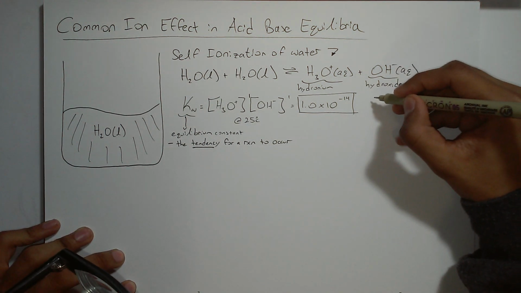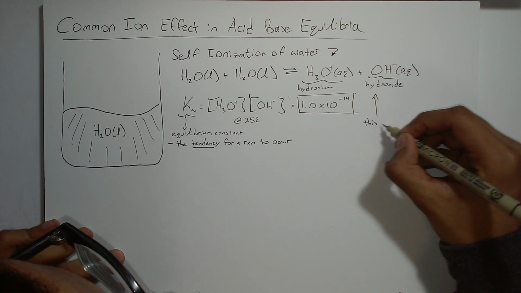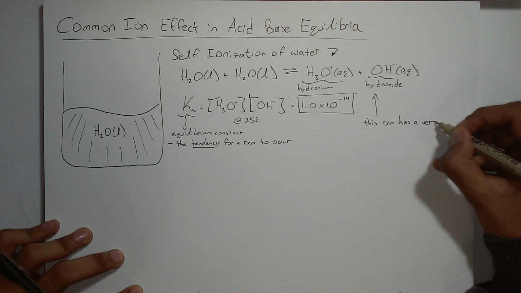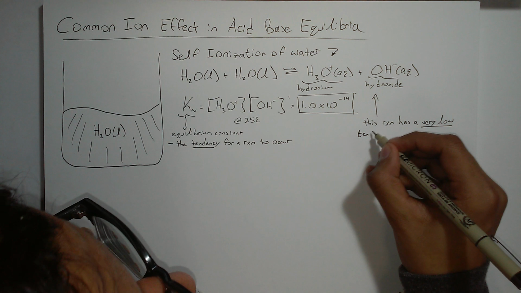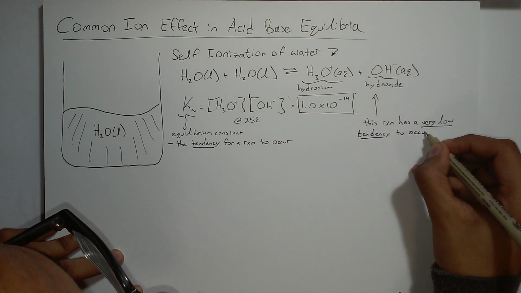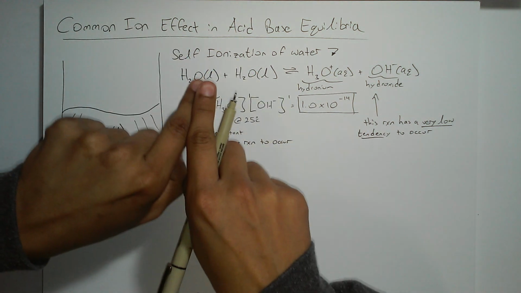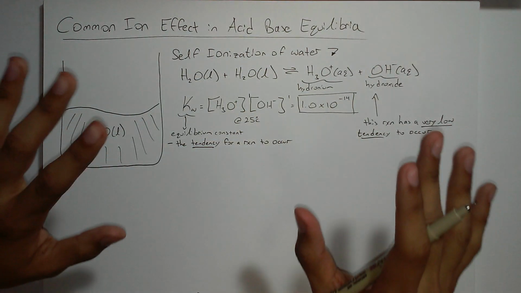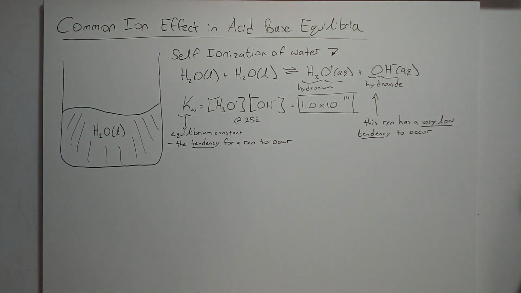So when I look at this reaction right here, this reaction has a very low tendency to occur. That means that it's very rare to see H2O liquid molecules interact with one another to form H3O+ and OH-. That does not mean that this reaction does not occur. It just means that it has a very low tendency of occurring.